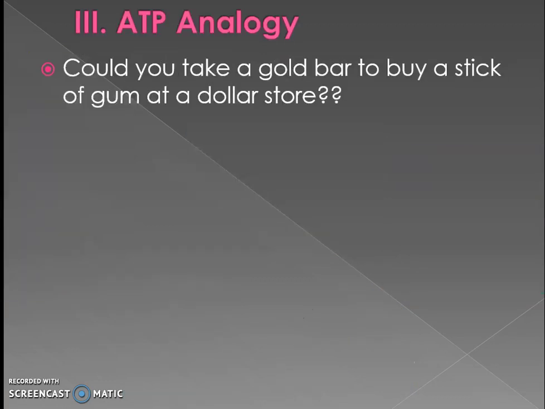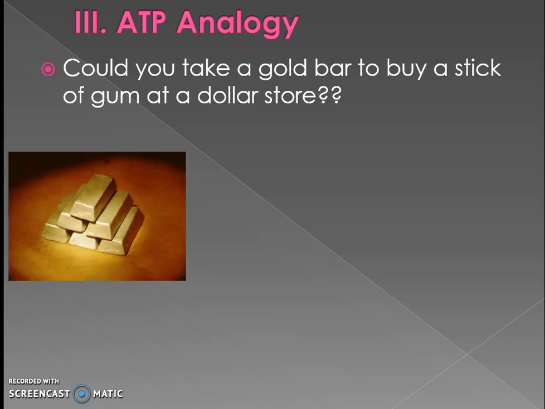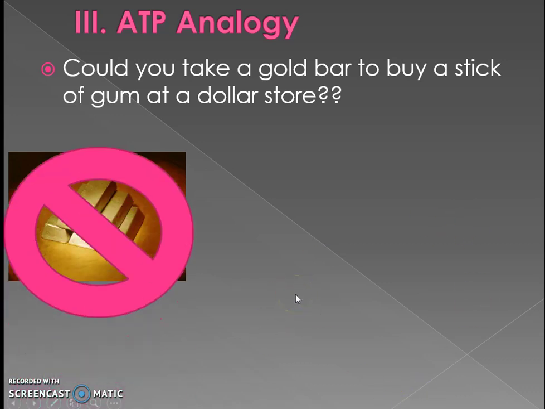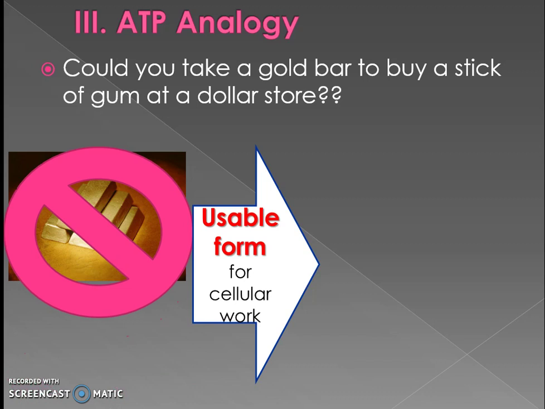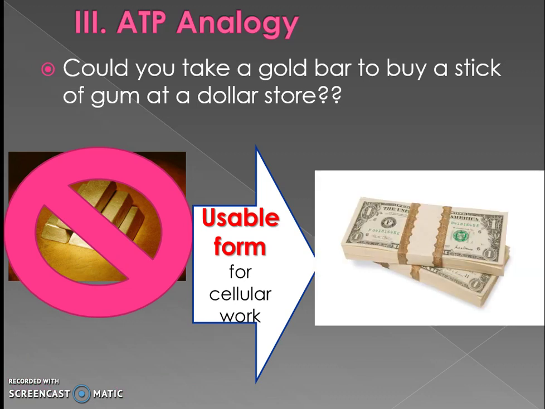So how can we understand this a little bit better? Well, let's think about a gold bar. Could we use a gold bar to buy a stick of gum at the dollar store? Well, maybe, but they'd be ripped off, right? So the gold bar isn't super useful. We have to convert it to a usable form, like dollar bills.